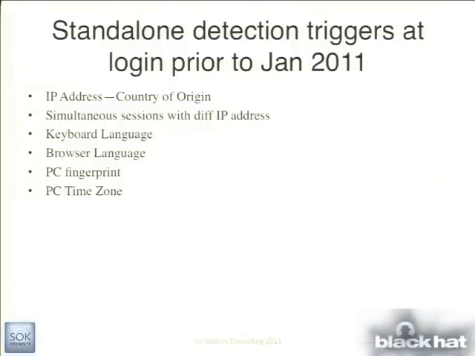So we see this person suddenly logged in. Their IP address has completely changed. They were in the US, now suddenly they're in Moldova. Simultaneous sessions with very different IP addresses. The keyboard language changes, maybe from English to Russian. Browser language changes from English to Russian. And the PC fingerprint, that advanced thing that a lot of banks run, which is JavaScript that gives them a unique fingerprint every time, that changes, and the PC time zone changes. Because of that, about December, the amount of money that was coming into Zeus dropped like a stone. It was really, really bad.